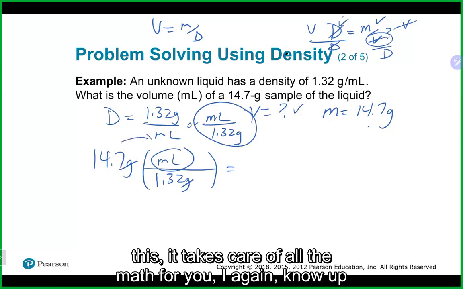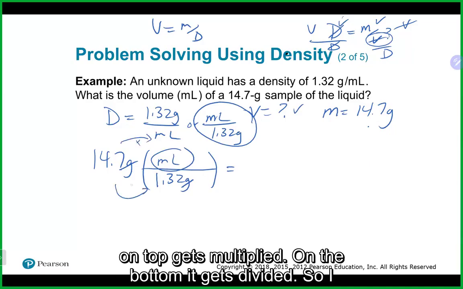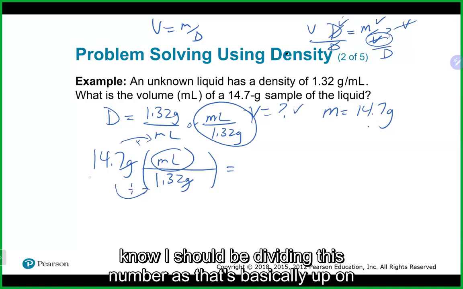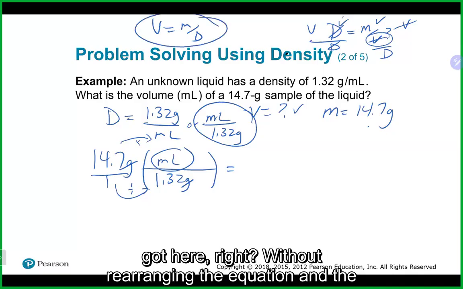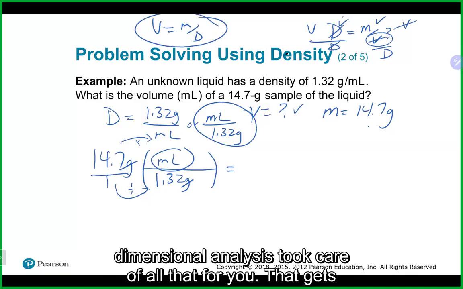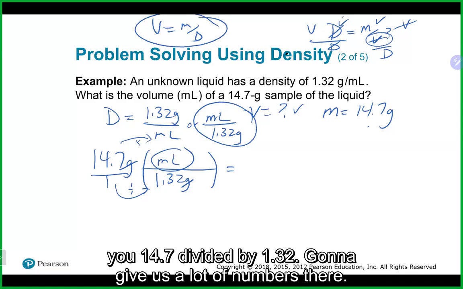I again know up on top gets multiplied, on the bottom gets divided. So I know I should be dividing this number, as that's basically up on top, right? That number there. And that is essentially what we got here, right? Without rearranging the equation. And the dimensional analysis took care of all that for you. That gets you 14.7 divided by 1.32. Gonna give us a lot of numbers there.